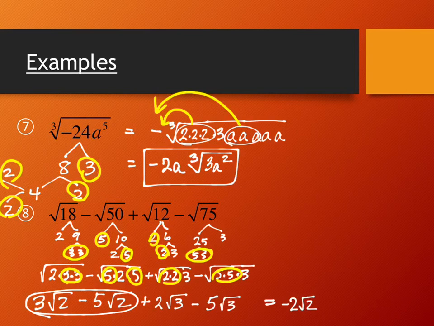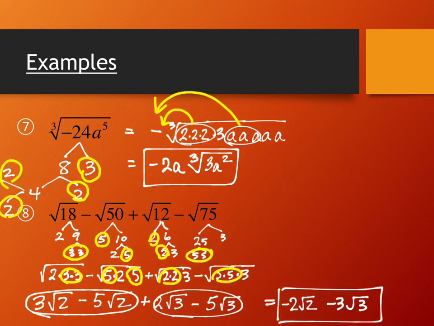And then these two actually happen to match as well. They wouldn't have to, they just do on this particular problem. So I have 2 of these minus 5 of these, which gives me negative 3 radicals of 3. And that would be my reduced answer.